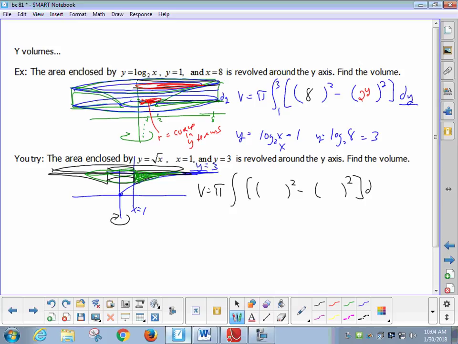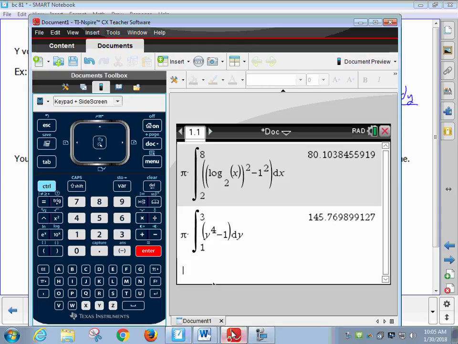Big R is constantly getting bigger. Big R is the curve, so y squared squared. And little r is always 1. And the height is dy because we're going around the y-axis. The limits: the region starts when x equals 1. Well, when x equals 1, y also equals 1. And it ends when y equals 3, as given. And so that's where I got my answer. So did I make an error, or do we agree with 145.769?